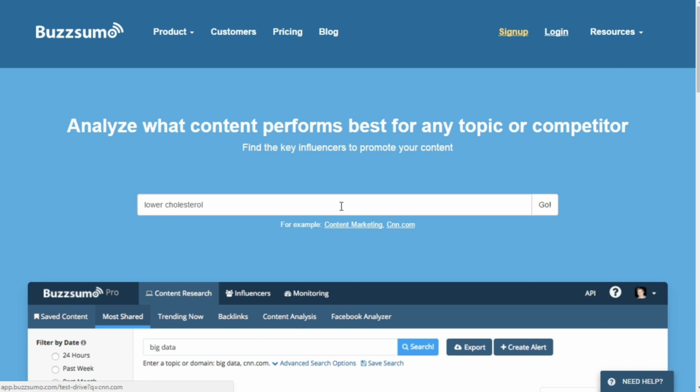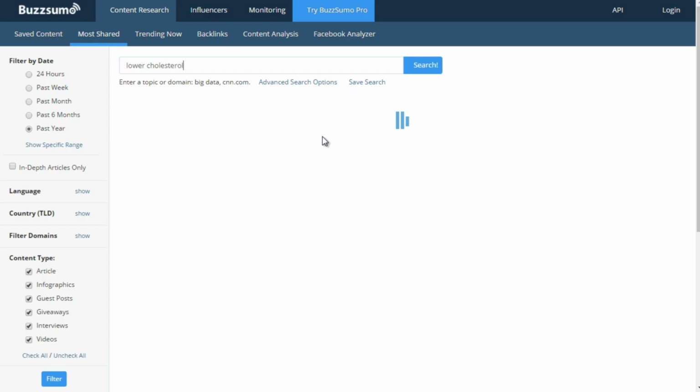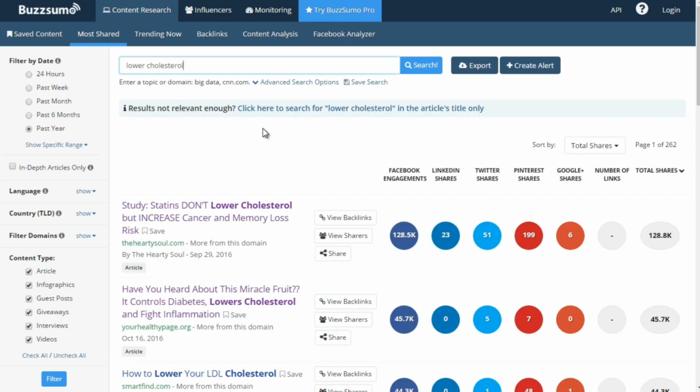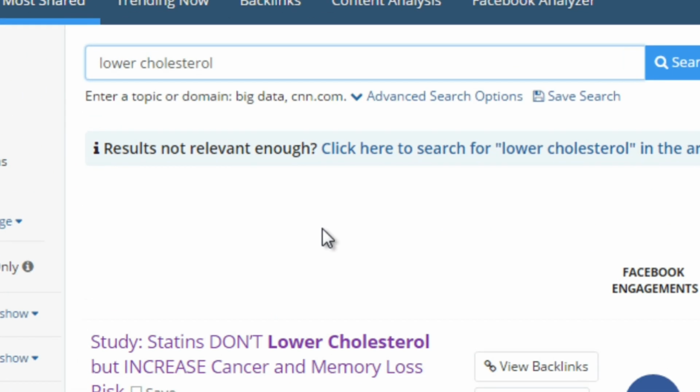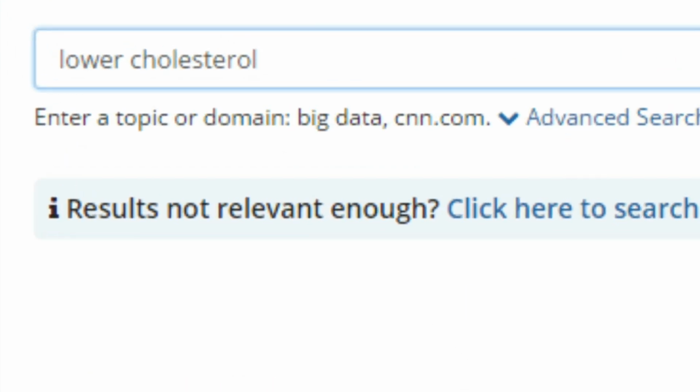So if I go here and type in, let's say for example, lower cholesterol, let's see what we get. Now, one thing to note is that BuzzSumo is a paid tool, but it will allow you to do some free searches as well. So if you want to pay for it later, that's fine if you get really serious. But for now, as you're starting out, you don't really need to pay for it.